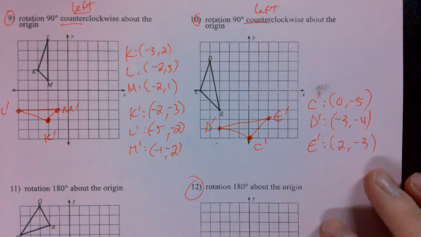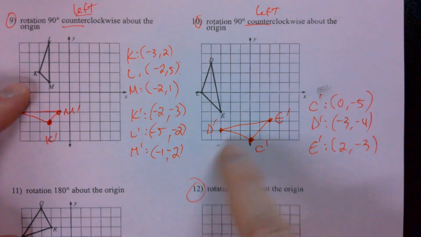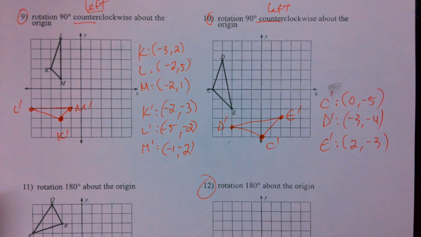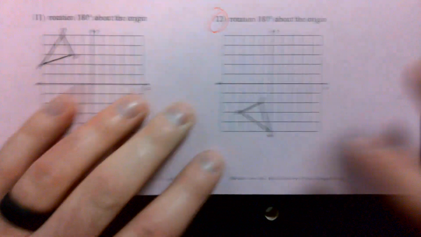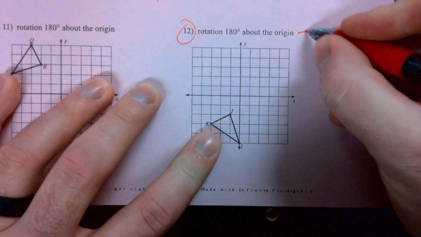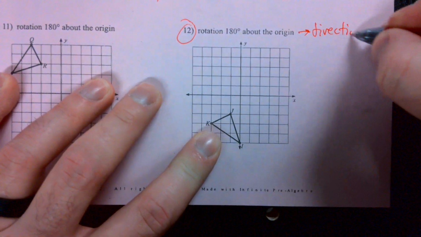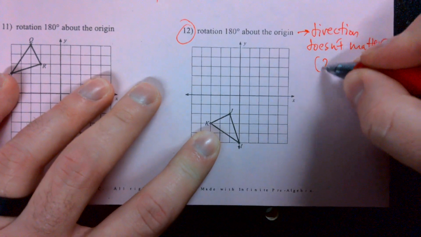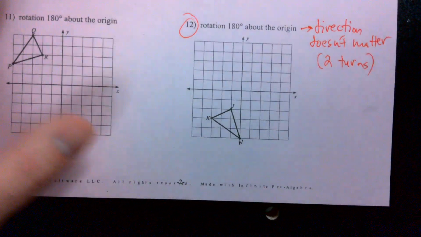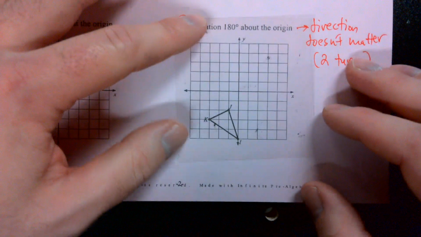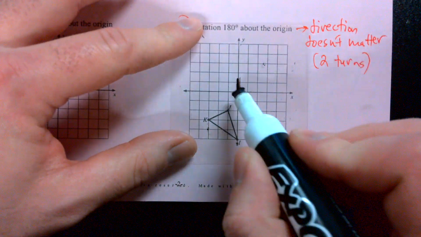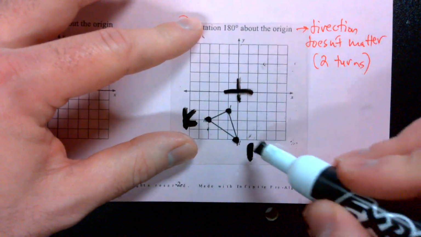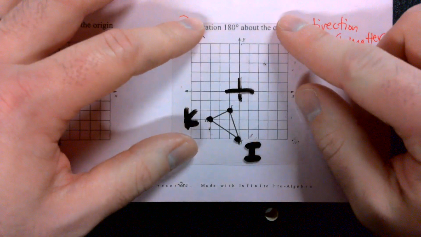All right. So we turned both of these triangles one turn over to the left, and that's where we end up. Now number 12 is like the warm-up. We're going 180 degrees. When we're going 180 degrees, remember the direction doesn't matter, as long as we go 2 full turns in the same direction. Slide over top, plus at the origin, dot my J, dot my K, dot my I, label 2 of them, and 2 turns.